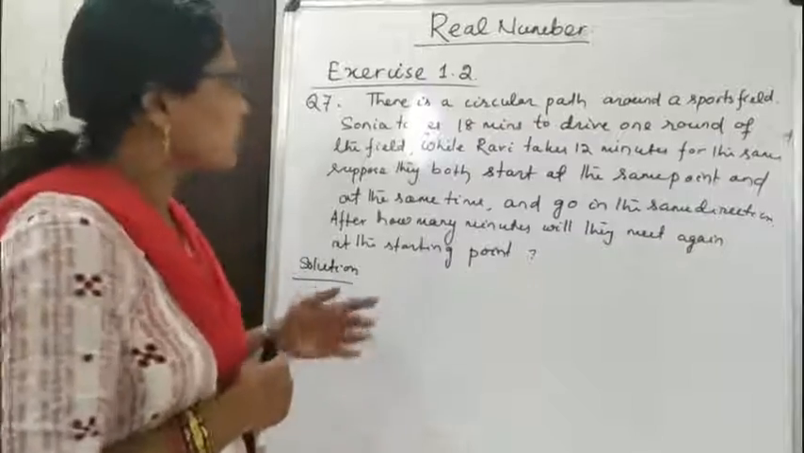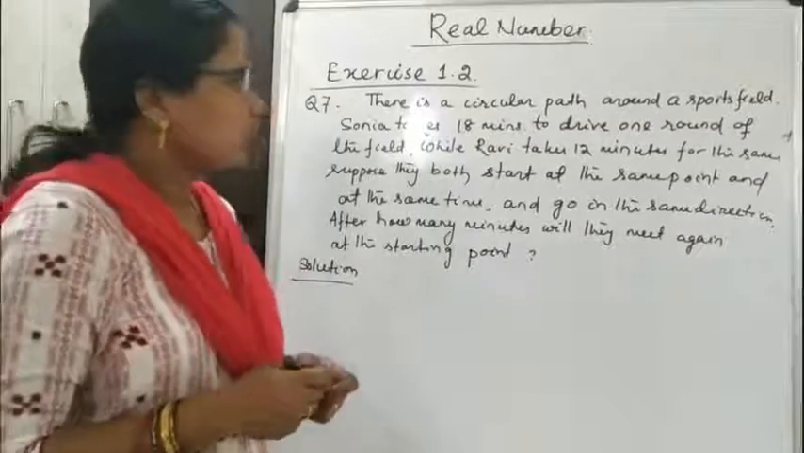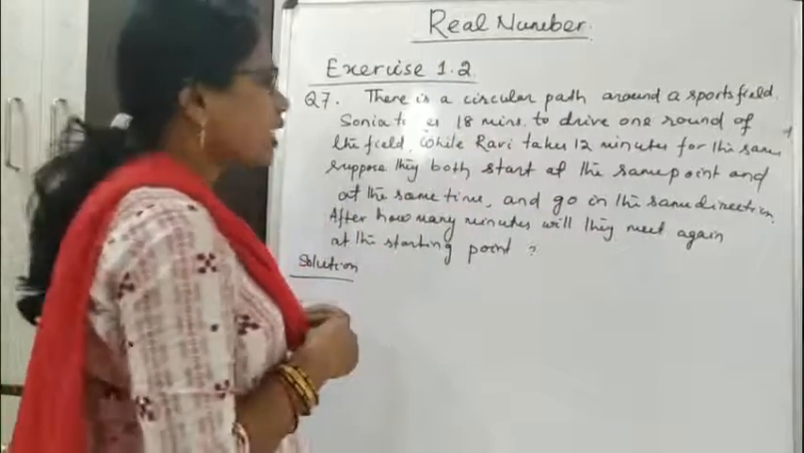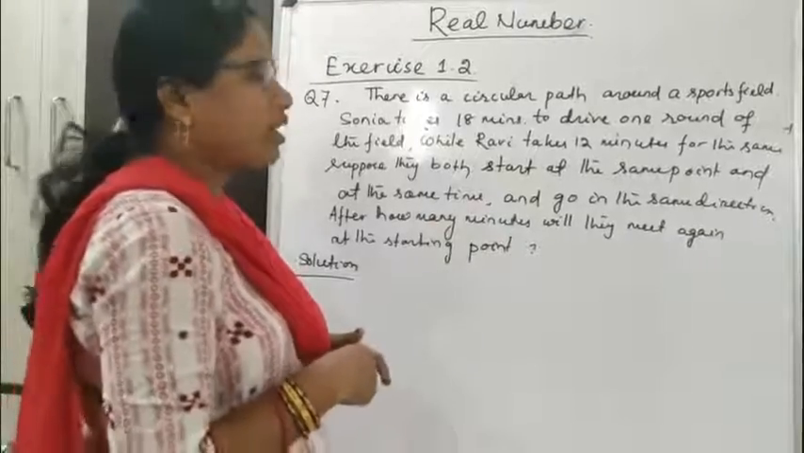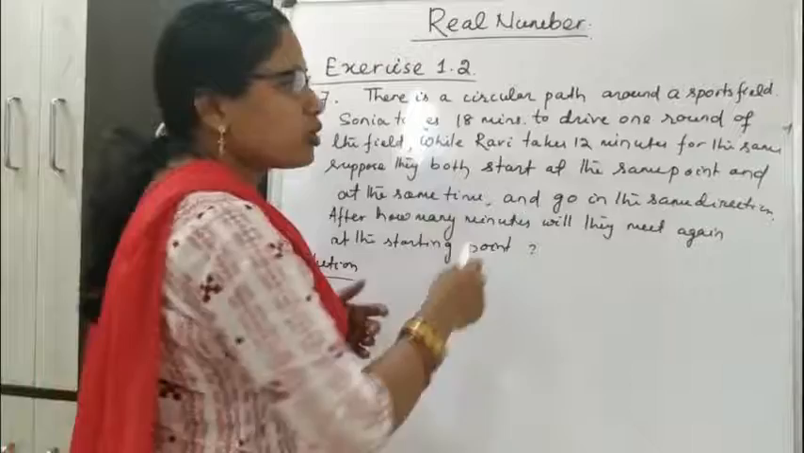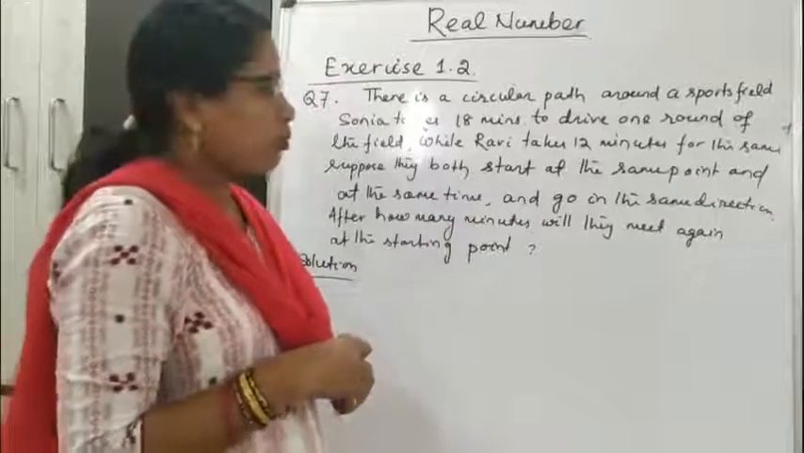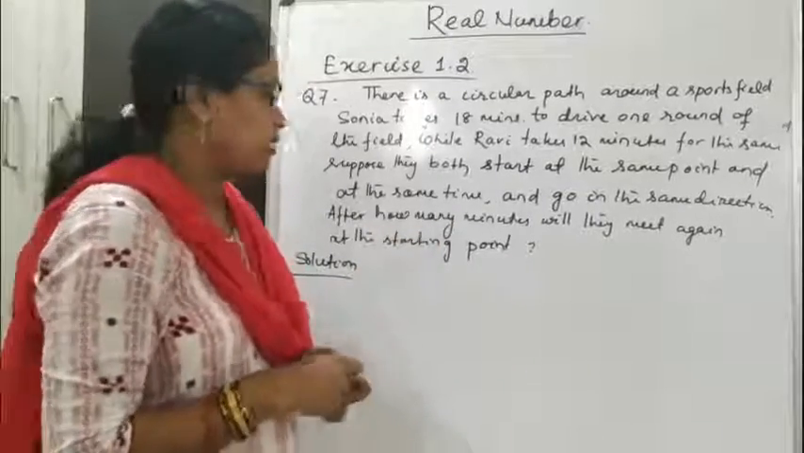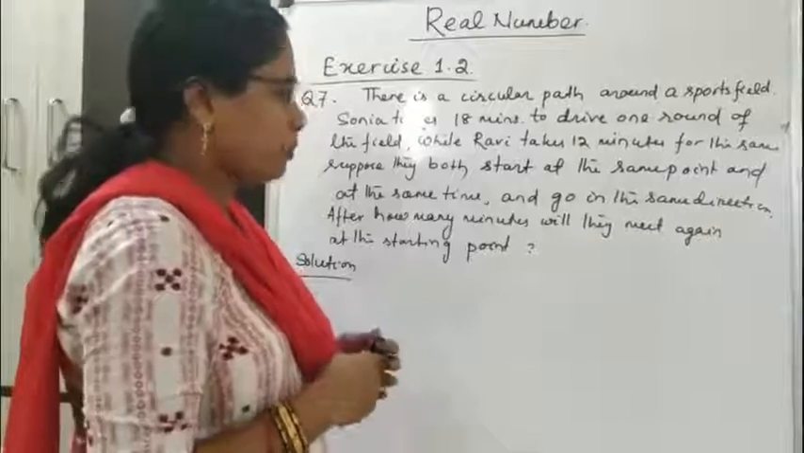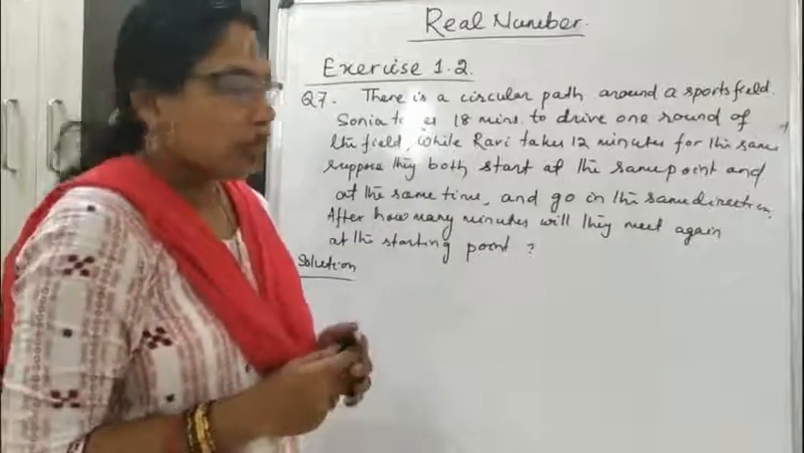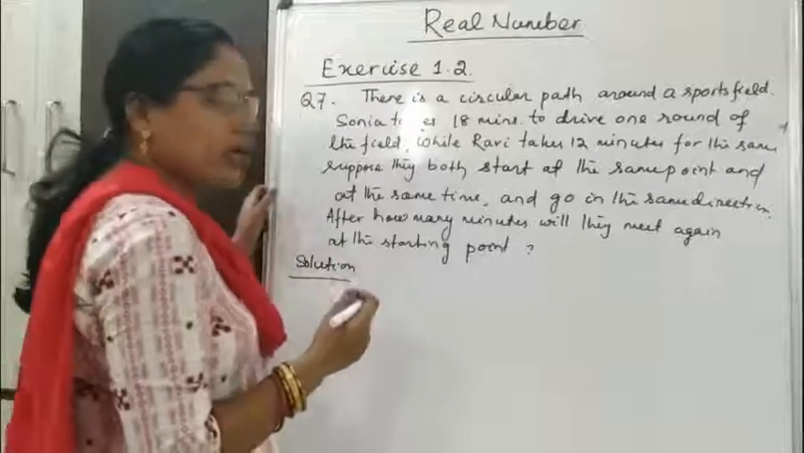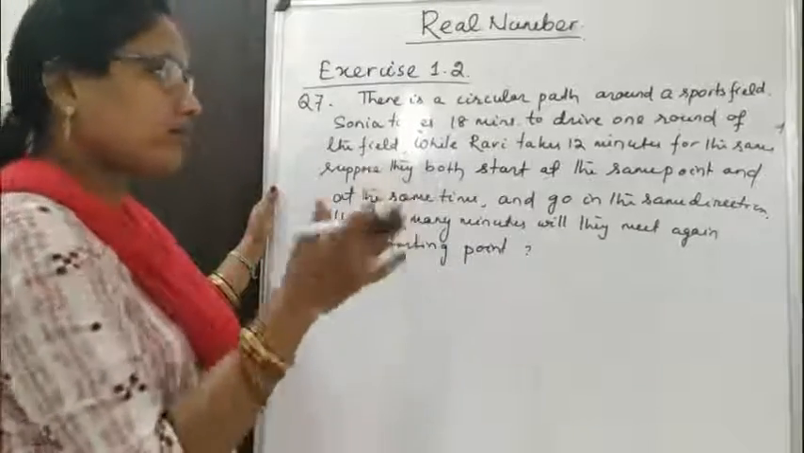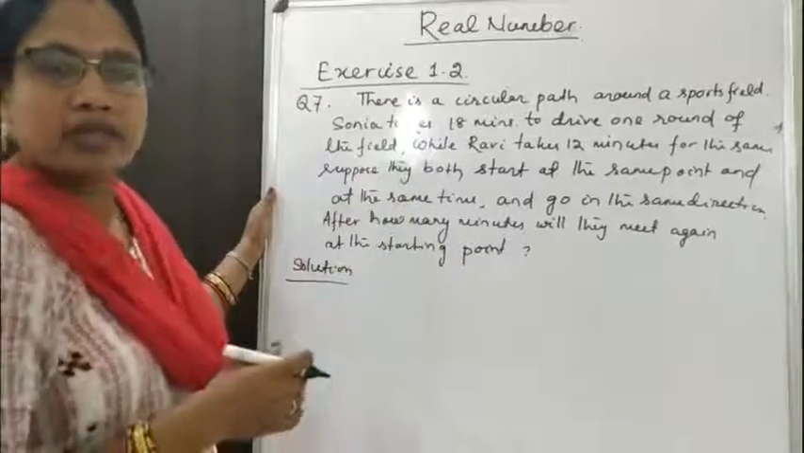Let us discuss question number 7 of exercise 1.2. The question is, there is a circular path around a sports field. Sonia takes 18 minutes to drive one round of the field, while Robbie takes 12 minutes for the same. Suppose they both start at the same point and at the same time and go in the same direction. After how many minutes will they meet again at the starting point? So in this question we have to find the LCM of 18 and 12, so that after that time they will meet again at the starting point.